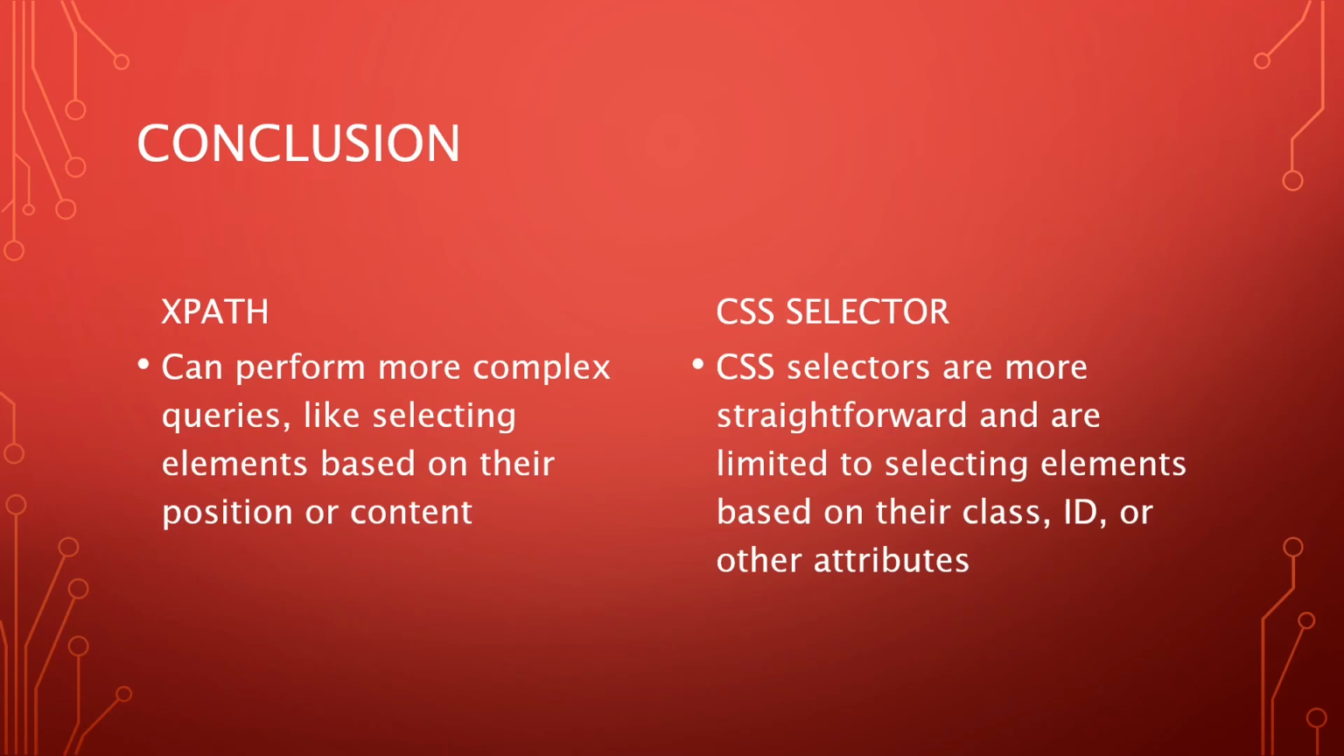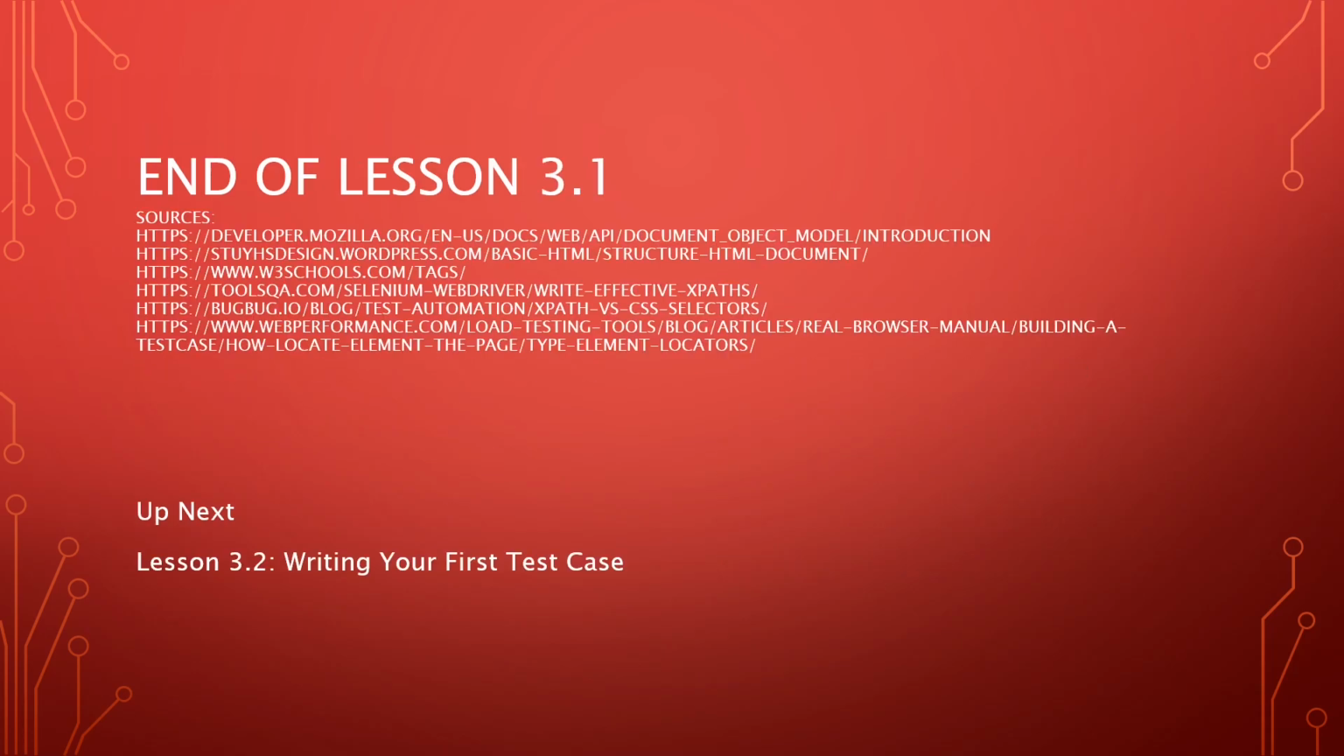In conclusion, CSS selectors are generally faster than XPath and are often recommended for use in web testing where performance is a concern. However, there are situations where XPaths are more suitable for navigation. That concludes this lesson on the document object model and element selectors.